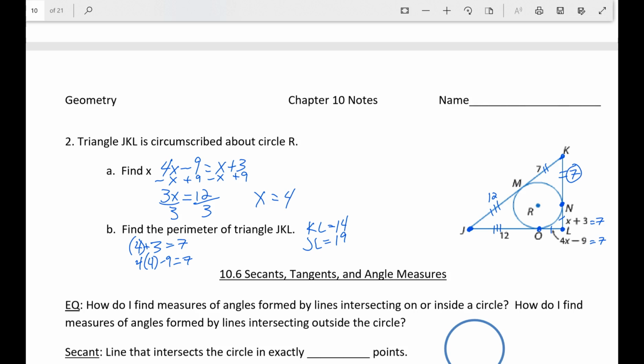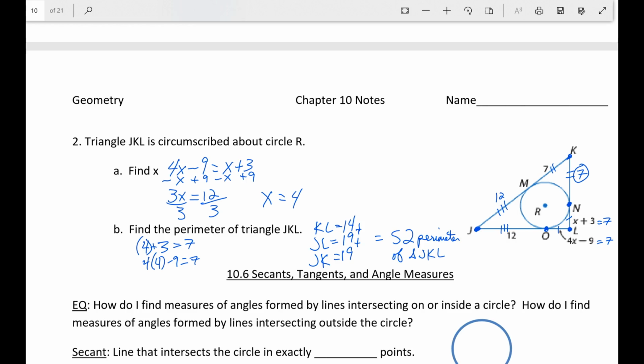We could say that JK would be 19 as well, because you would have 12 plus 7 there. So the perimeter, I could add up all three of those lengths, and I would get my perimeter. So the perimeter of triangle JKL is 52.